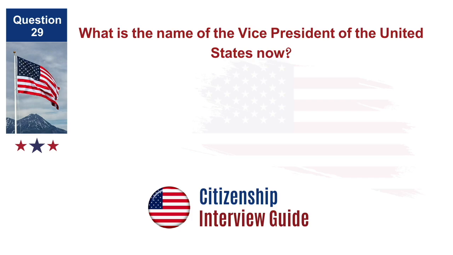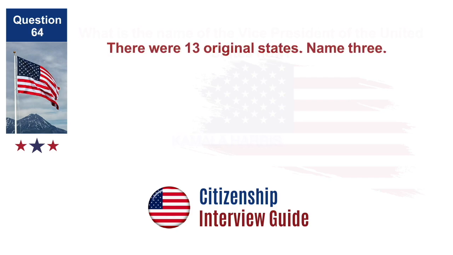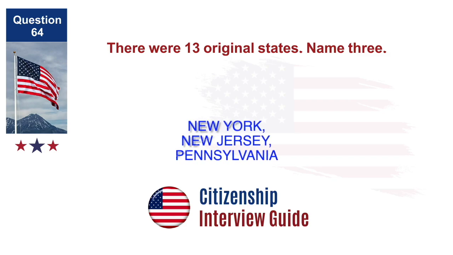What is the name of the Vice President of the United States now? Kamala Harris. There were 13 original states. Name 3. New York, New Jersey, and Pennsylvania.